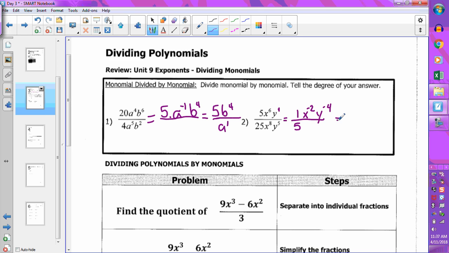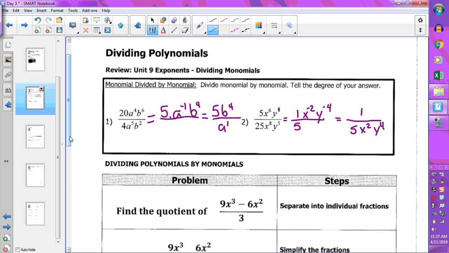Now remember what I said with the last problem. We cannot have negative exponents or negative degrees on top when you're dividing, so that means we have to take the reciprocal. So we're now going to change this, and it's now going to be 1 over 5 x to the 2nd degree and y to the 4th degree, and that is your answer.